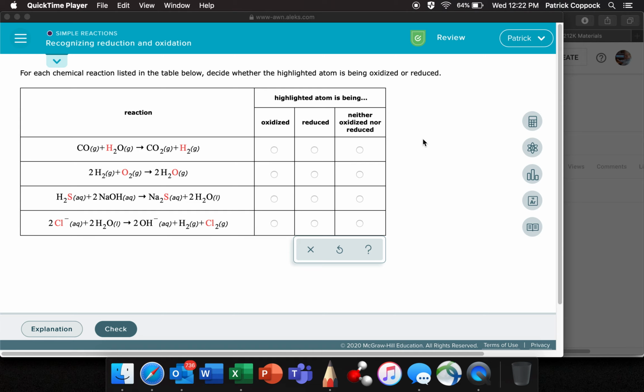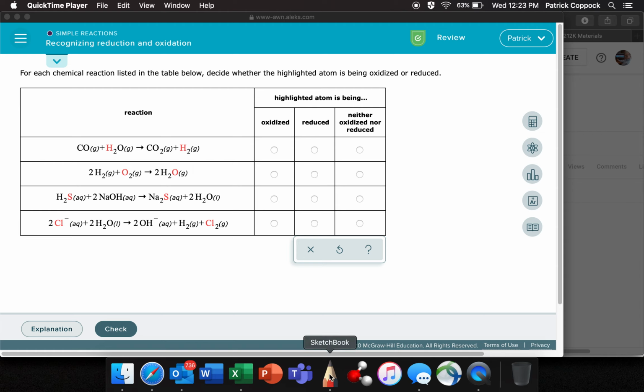All right, so let's talk about recognizing reduction and oxidation. This is something that is going to be on your final exam. And actually, if I'm not your professor but someone else is, I would still wager that this will be on your final exam because it's a super common concept. All right, so recognizing oxidation and reduction. Oxidation is essentially the increase of oxidation state, and reduction is the decrease of oxidation state.